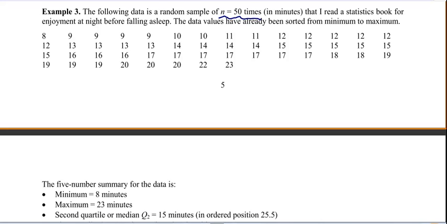I didn't gather them in this order, but I ordered them to make this example a little easier to see where the quartiles are. So here are 50 times, the minutes it took me to fall asleep while reading a book before bedtime, from minimum to maximum. There are 50 data values.